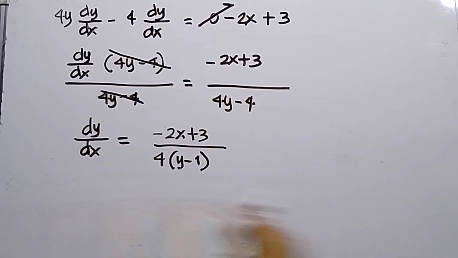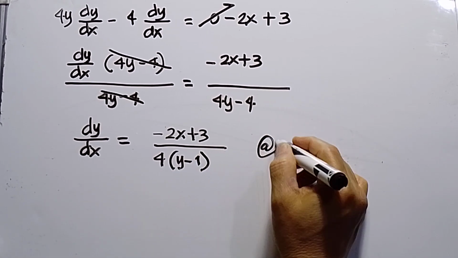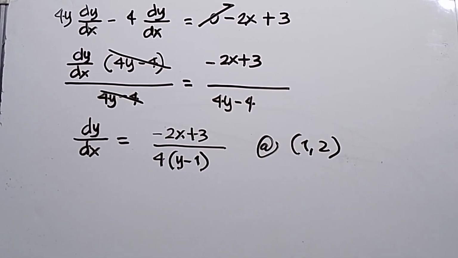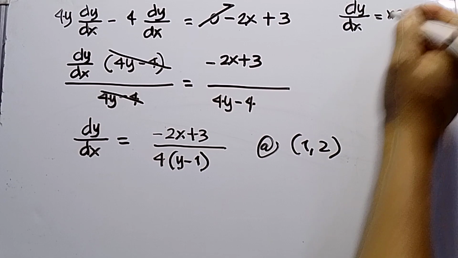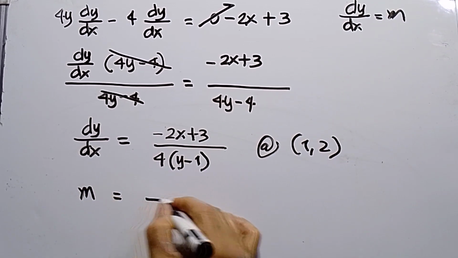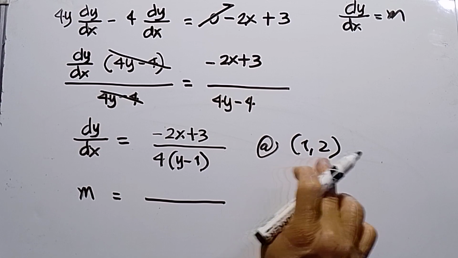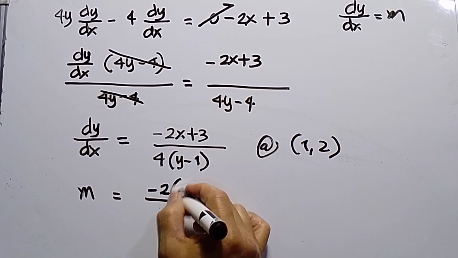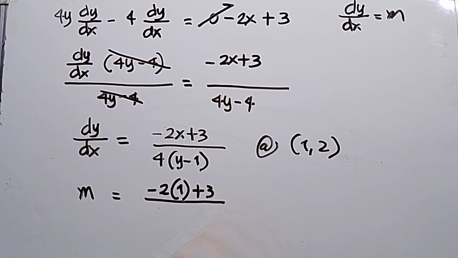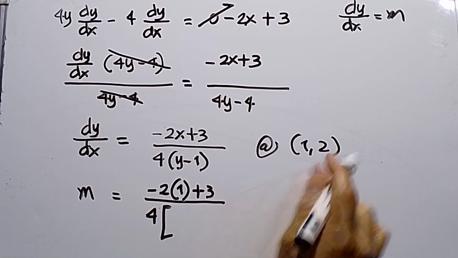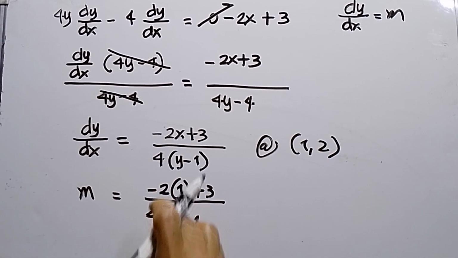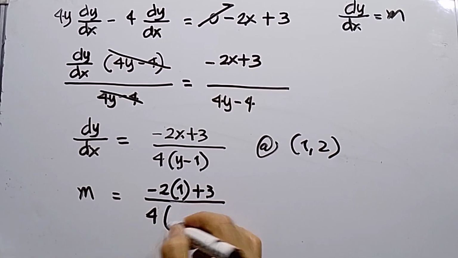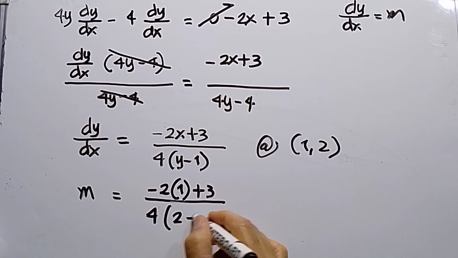Note that the point is (1, 2), and dy over dx is equal to m. So m is equal to, we will substitute x and y: minus 2 times 1 plus 3, over 4 times (y is 2 minus 1). I think we can use circle brackets only. So this will be y is 2, then minus 1.